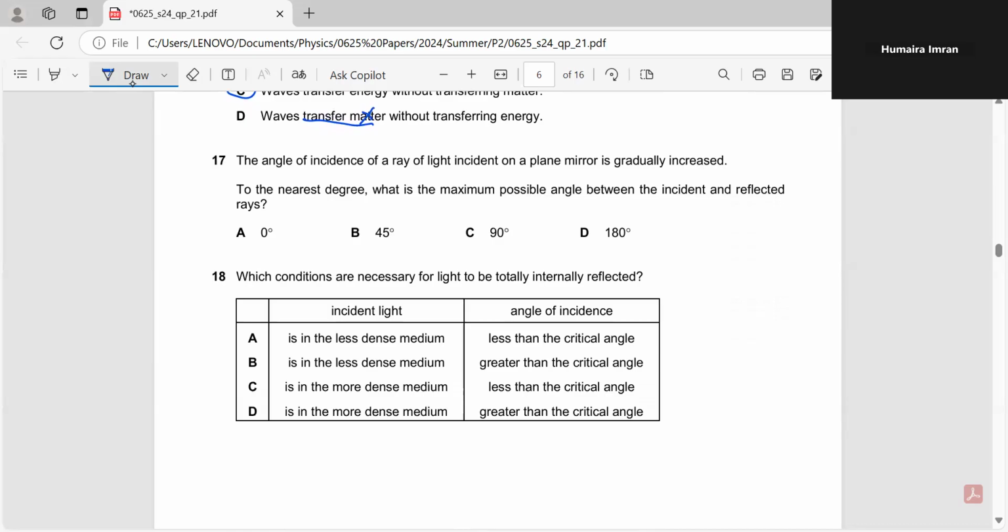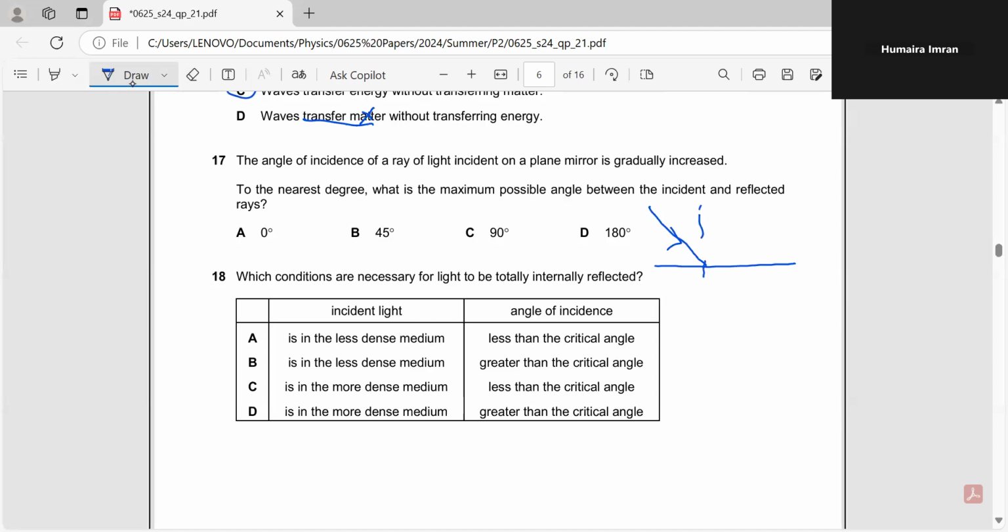Next question, number 17. The angle of incidence of a ray of light incident on a plane mirror is gradually increased. Okay, for example, this is the plane mirror here, and this is the incident ray.